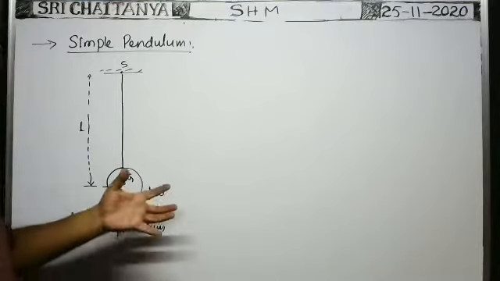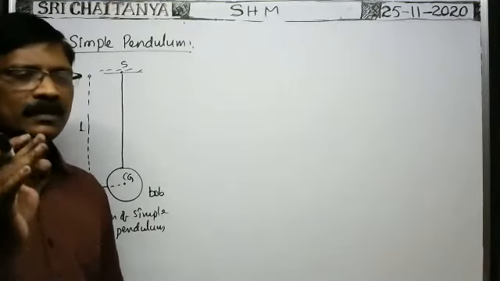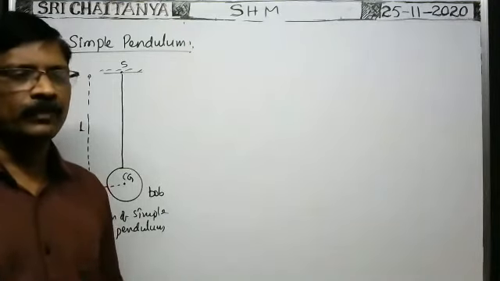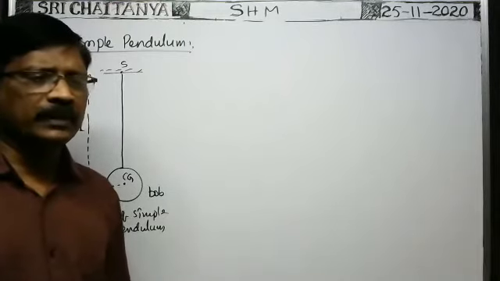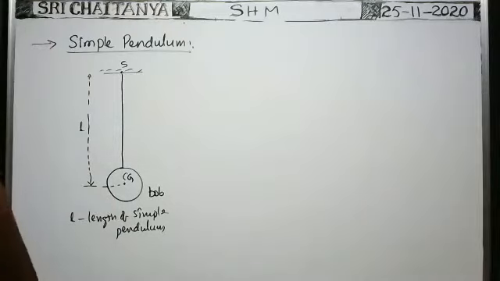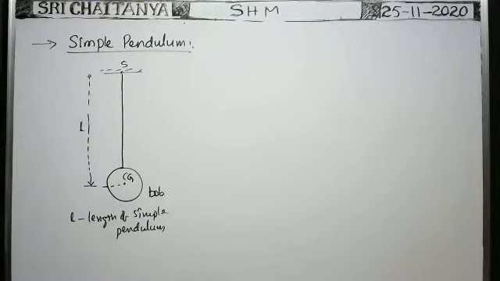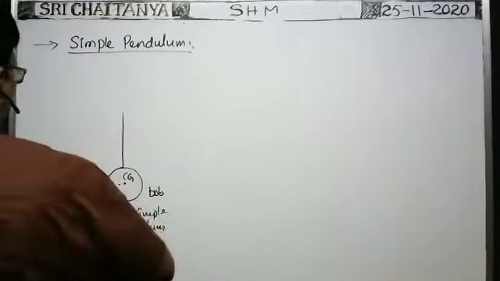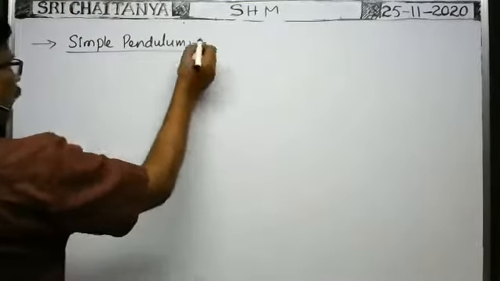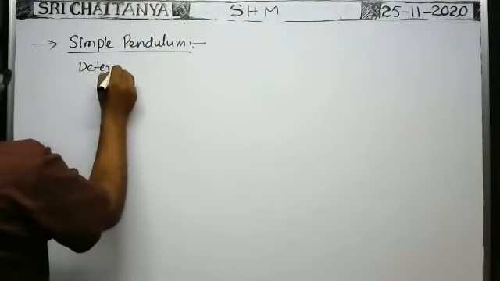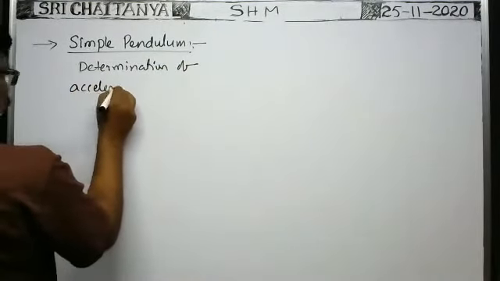Now how does it work, and what is the importance of the simple pendulum? With the help of the simple pendulum, the acceleration due to gravity at a given place can be determined. So, determination of acceleration due to gravity by simple pendulum.